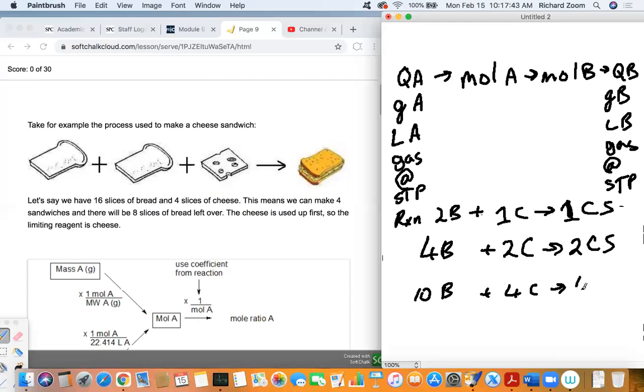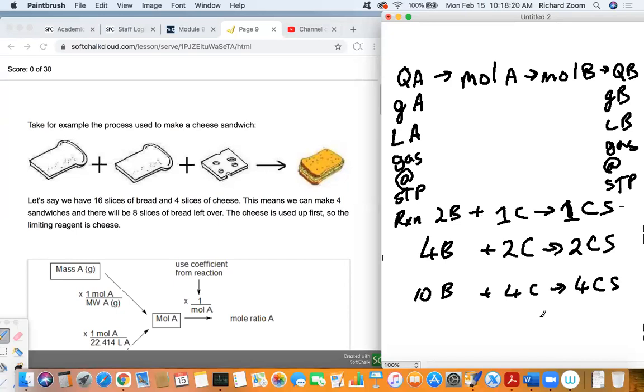4. Because while I've got just 4 cheese, I would need only 8 slices of bread in order to make that reaction happen. But then that means there's going to be bread left over, 2 slices to be exact. So what that means is the limiting reagent here is the cheese. It's the one that's limiting how much product we can actually get, because there's less of it. Less of it, not only numerically, but also when we take the moles into account as well.